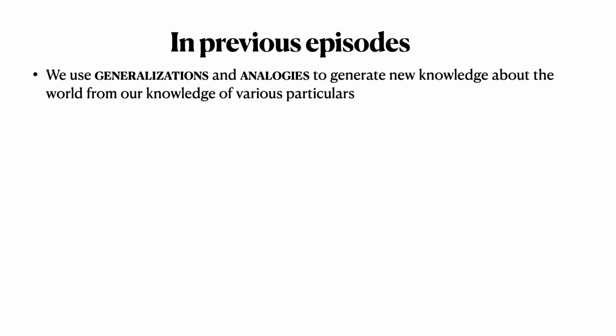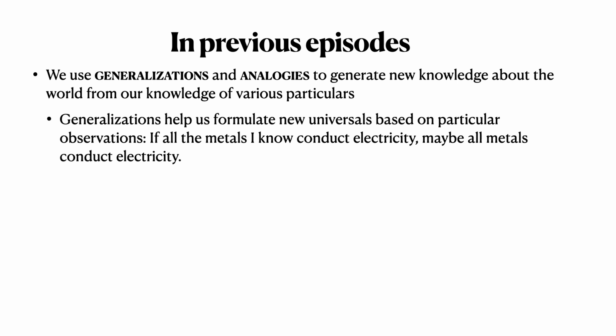So previously in this chapter, we've been looking at generalizations and analogies, and in both those cases, we use them to generate new knowledge about the world from looking at particulars. In the case of generalizations, we're looking at the particulars in order to formulate new universal statements about the universals that the particulars are part of. So if I want to know more about metal in general, I can look at lots of individual metals. And if all the metals I know happen to conduct electricity, maybe all metals conduct electricity. Maybe that's something in the nature of metal.